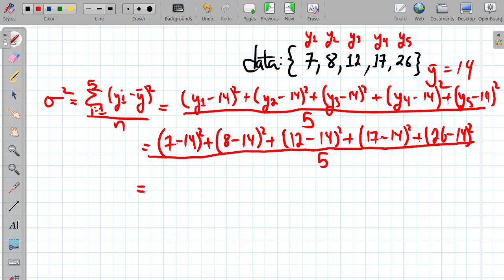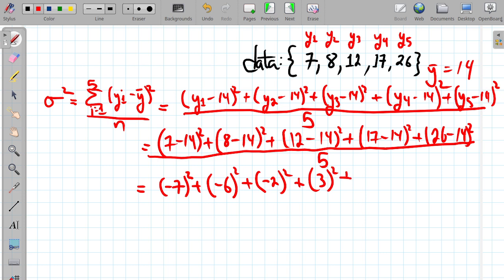Now, 7 minus 14 is negative 7. I want to make a point about something, so I'm not going to square that just yet. 8 minus 14 is negative 6 squared. 12 minus 14 is negative 2. Then you'll notice this flips to positive. This is now positive 3. And this monster over here is positive 12.